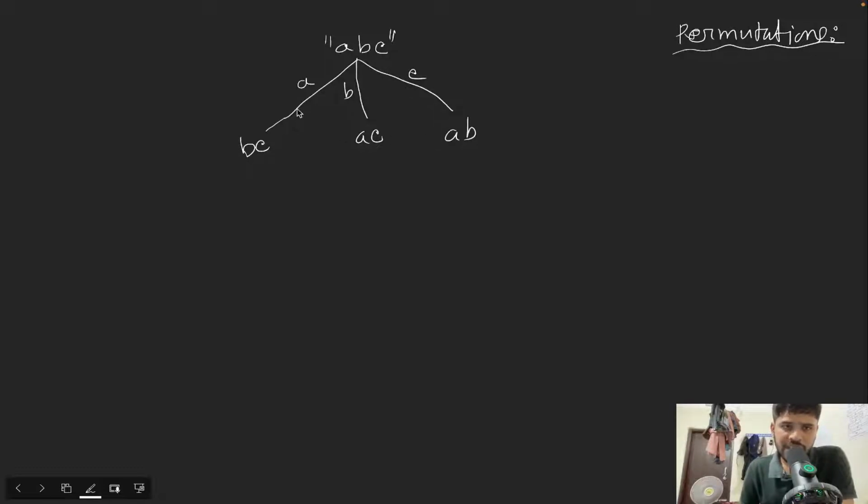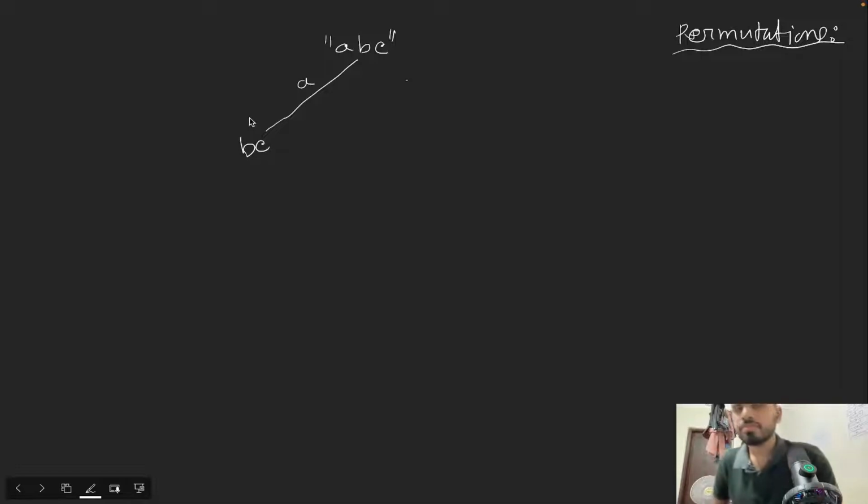We'll be doing this in DFS manner. First, we'll go as far as possible in the left subtree. As of now, we're just going to move to the left subtree. From here, we're going to select the first character, that is B. Here we have selected A. Now here let's select B. So in this path we have two characters, A and B.